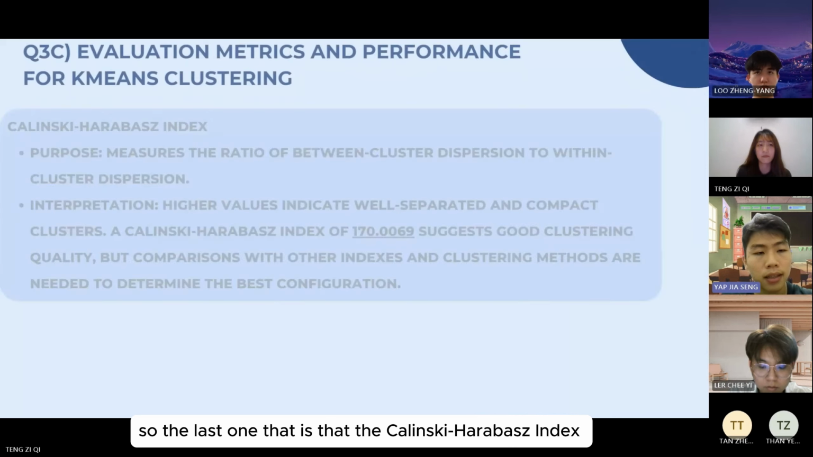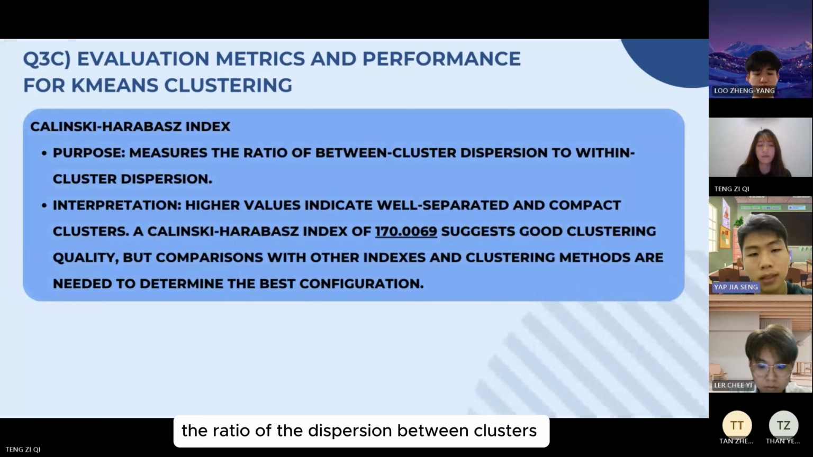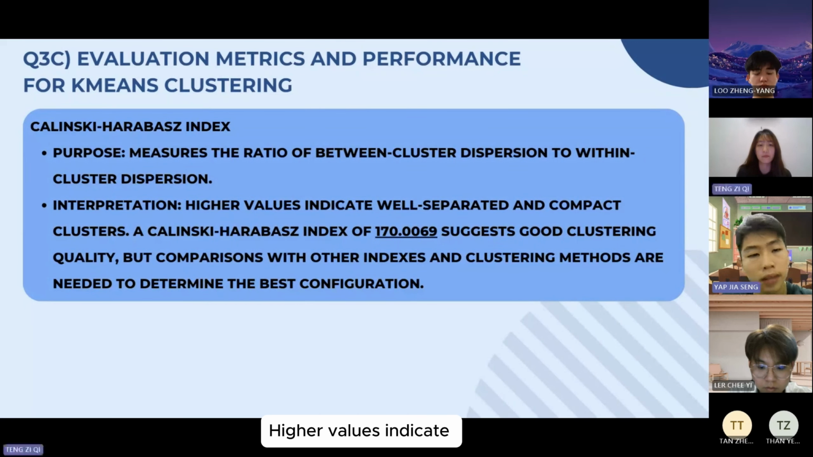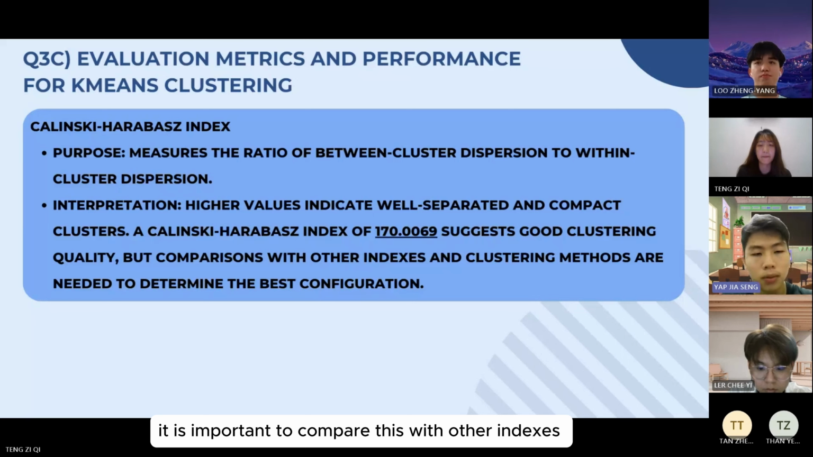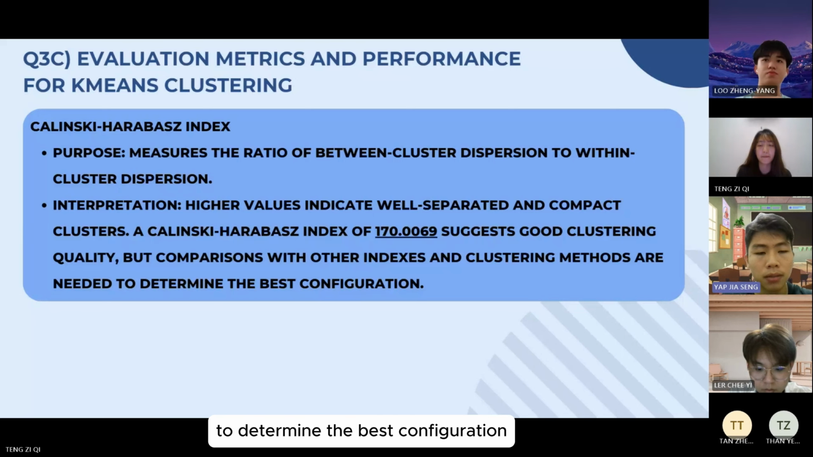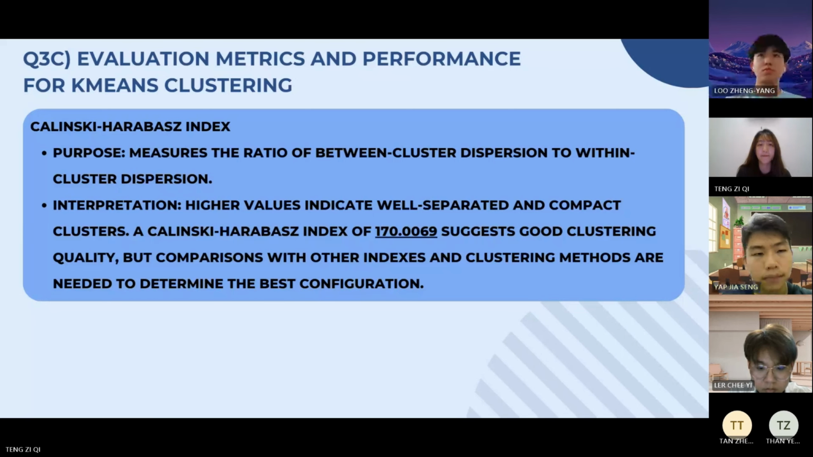The last one, the Calinski-Harabasz index, measures the ratio of the dispersion between clusters to the dispersion within clusters. Higher values indicate that the clusters are well separated and compact. Our Calinski-Harabasz index of 170.0069 suggests good clustering quality. However, it is important to compare this with other indices and clustering methods to determine the best configuration.